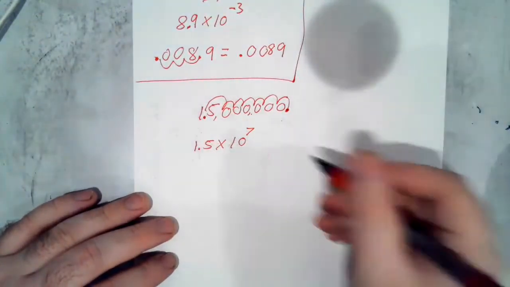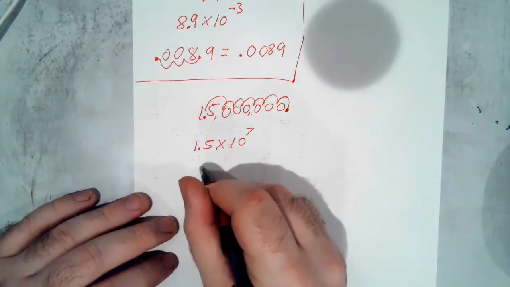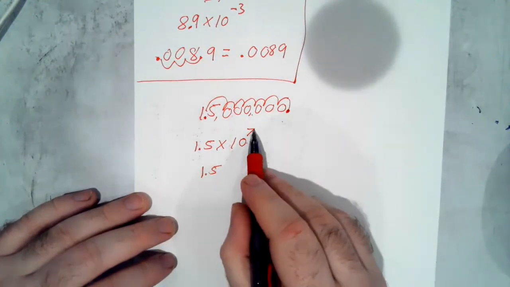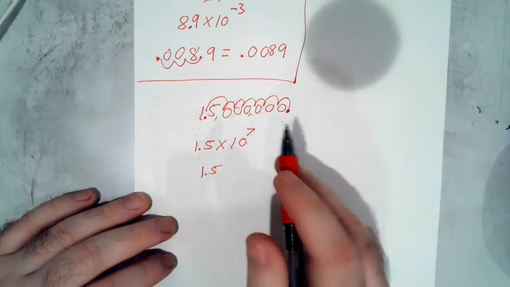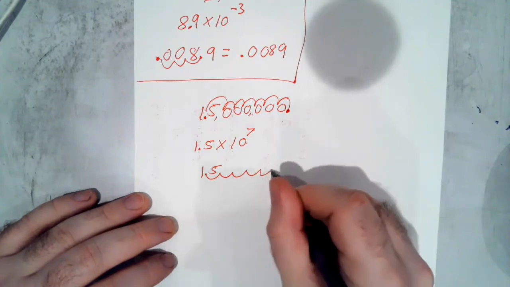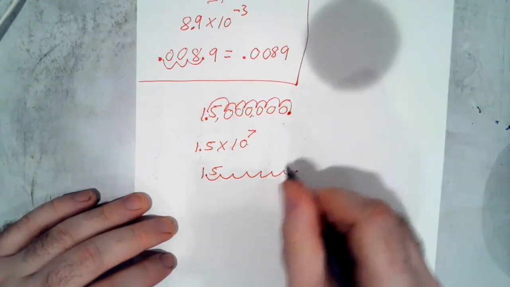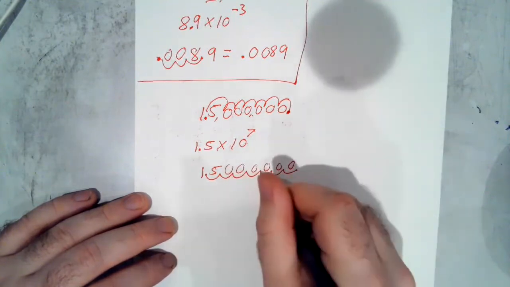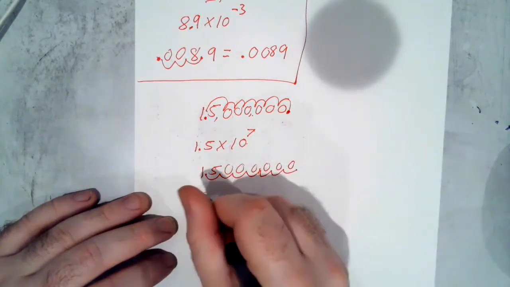Now let's turn this back into 15 million. All right, so we got 1.5. And I'm going to move the decimal to the right 7 times. 1, 2, 3, 4, 5, 6, 7. And I'm going to take all of these, add in my zeros. And sure enough, I got myself 15 million.